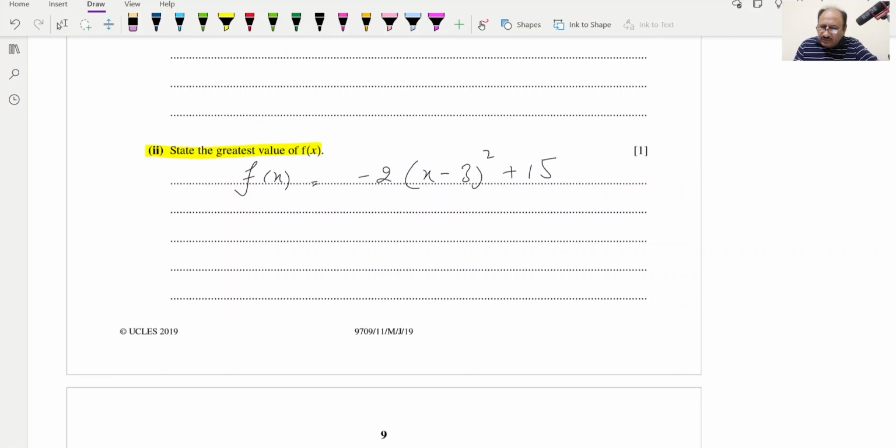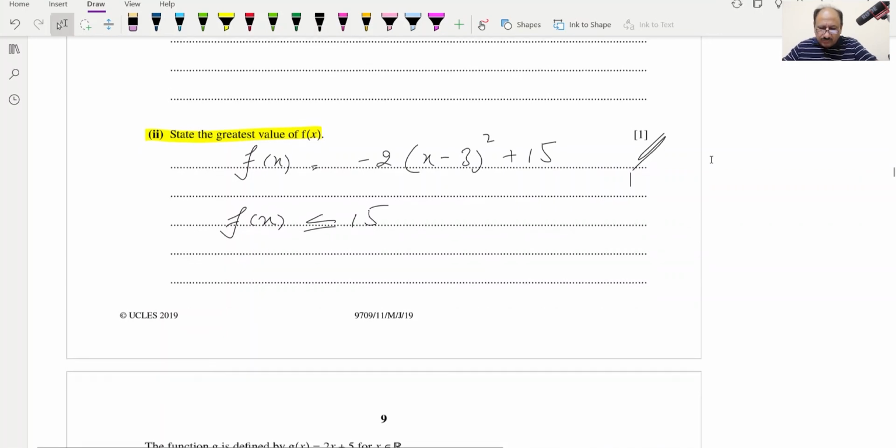If this is negative, it means something is always being subtracted from 15, and this portion can be 0 when x is equal to 3, so the maximum value can be this one, which is 15, so f of x will be less than or equal to 15. This will be our answer for the 1 mark question.